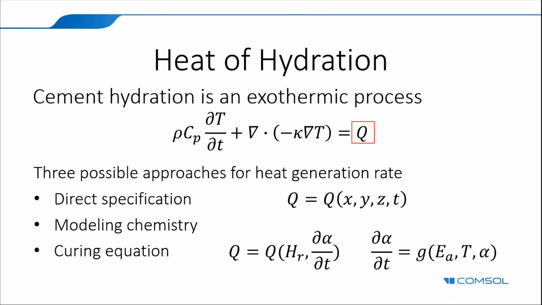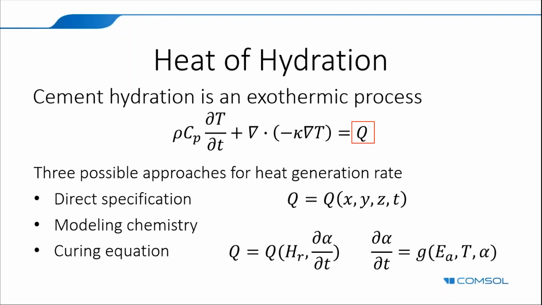Q as a function of HR and the rate of change of alpha, the curing rate, and now you need to solve a differential equation at every point to get this. You are not really talking in detail about the chemistry, but you're saying, I can imagine an internal variable which stands for the rate, and I can use this to get the heat generation rate. So now we will be using the heat transfer in solids interface, the structural mechanics solid mechanics interface, and then an ODE solver for solving the last part.